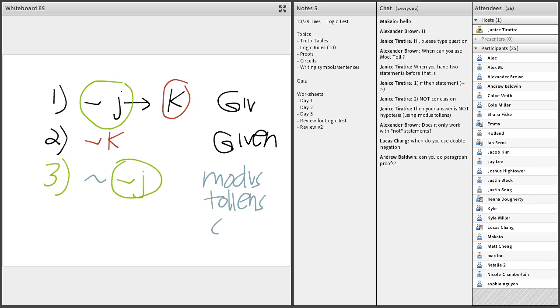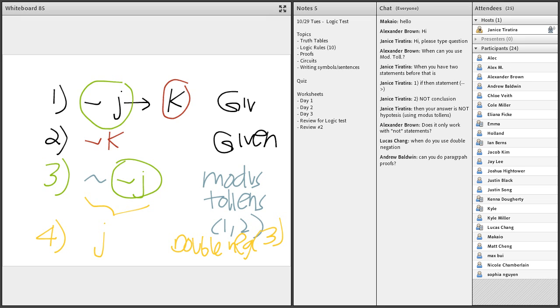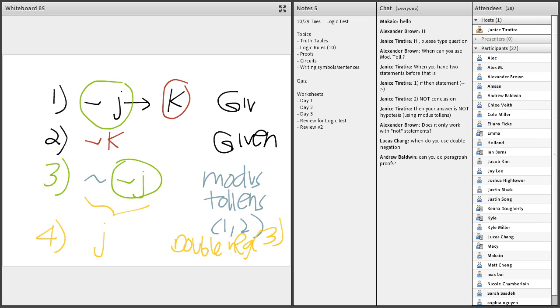Steps 1 and 2. And then if you don't want not not J, think negative, right? Two negatives make a positive. Then these can become just regular J using double negation. Can you do paragraph proofs? You can. I don't know if Mr. McKee does paragraph proofs or not, but I think the formatting of this chapter is 2-column proofs. So your test tomorrow most likely will already have the 2 columns made for you.